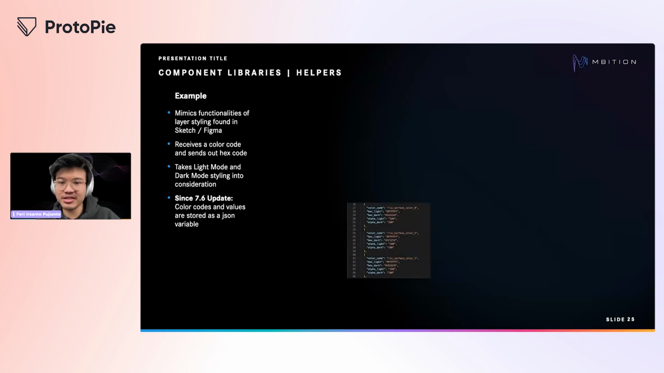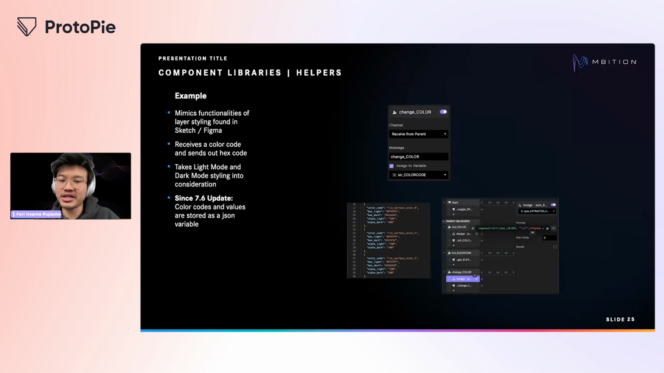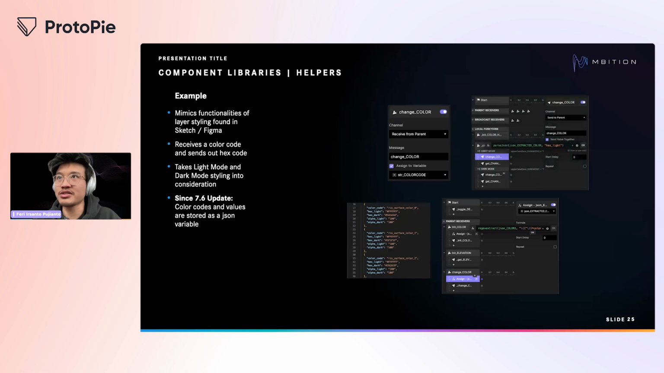As you can see, the colors are stored in a JSON that contains different keys, such as surface color 0, surface color 1, and so on. Inside of the helper component, a signal is received from the parents along with the value of the color code in a string format. Using the Regex Extract function from ProtoPie or also the nested JSON search, we search through the JSON file for that color code. Once the color code is found, we pass the JSON and send back the hex value to the parent based on whether it's light mode or dark mode.